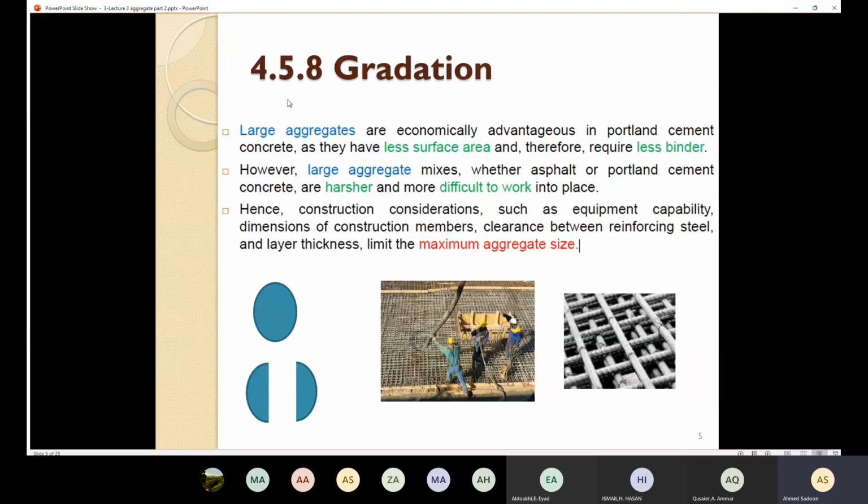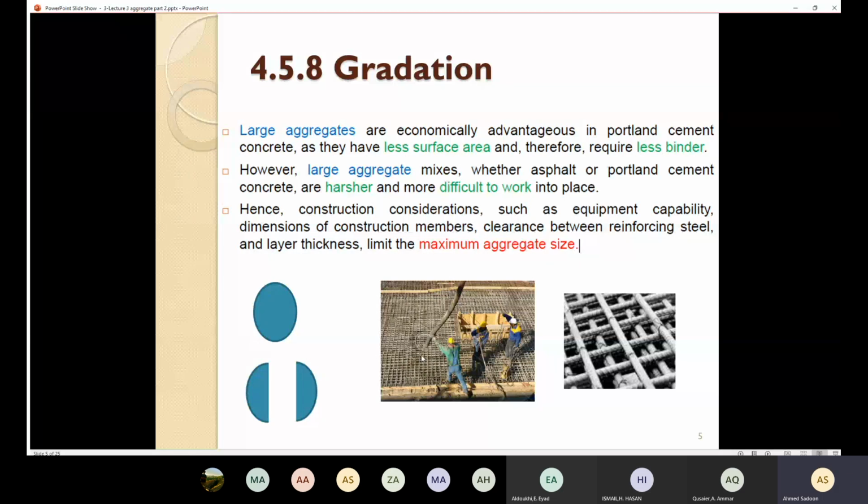So if I'm going to use large aggregates, it means that I'm going to use less binder, which is an economical advantage. Okay, so if I'm going to use large aggregates, it means that I'm going to use less binder, less cement. But we have a problem with the large aggregates.